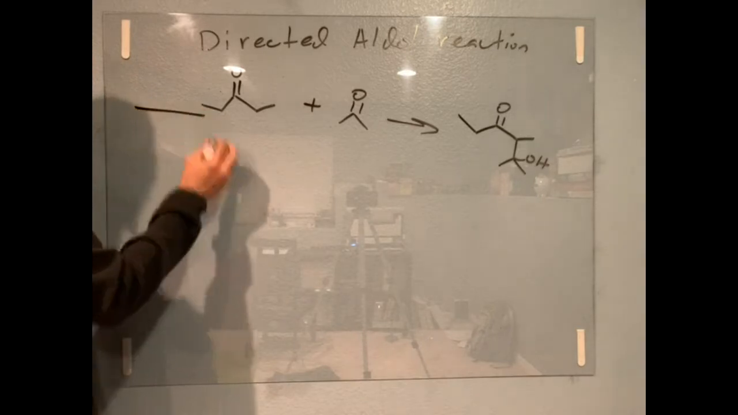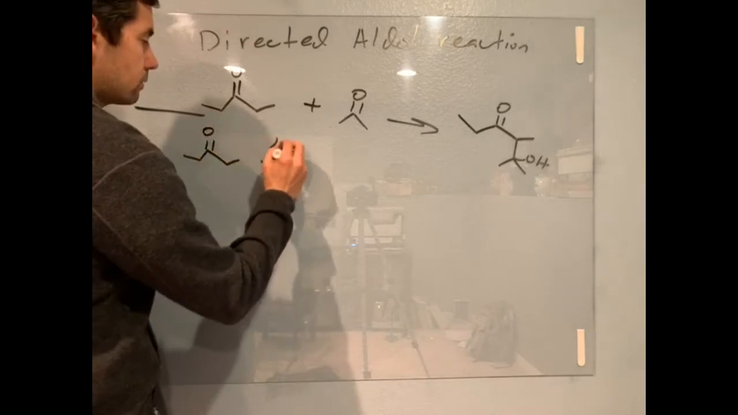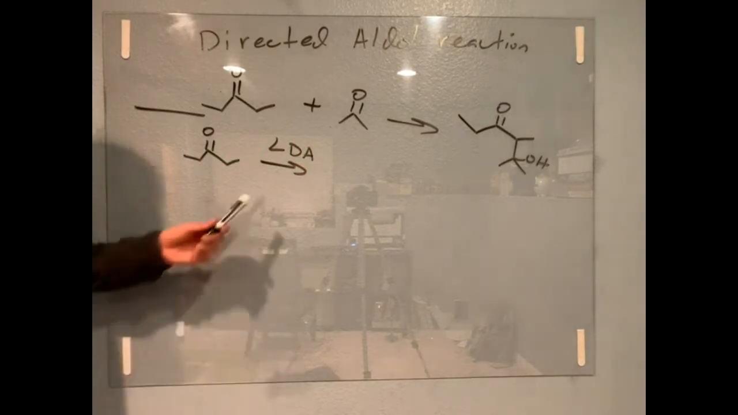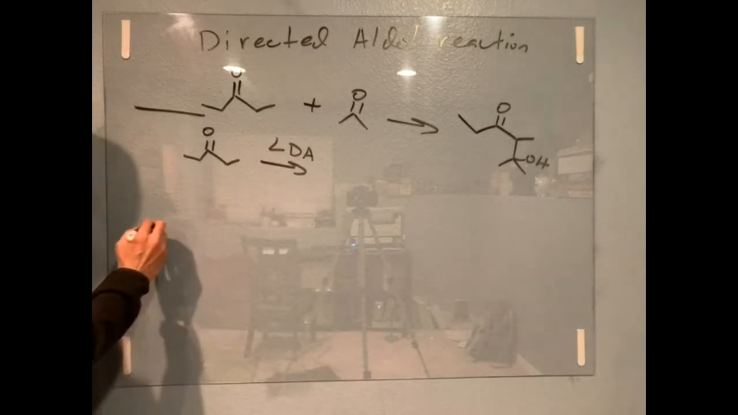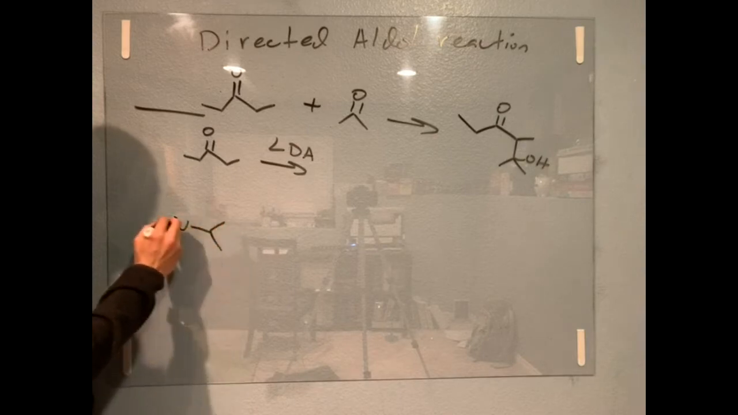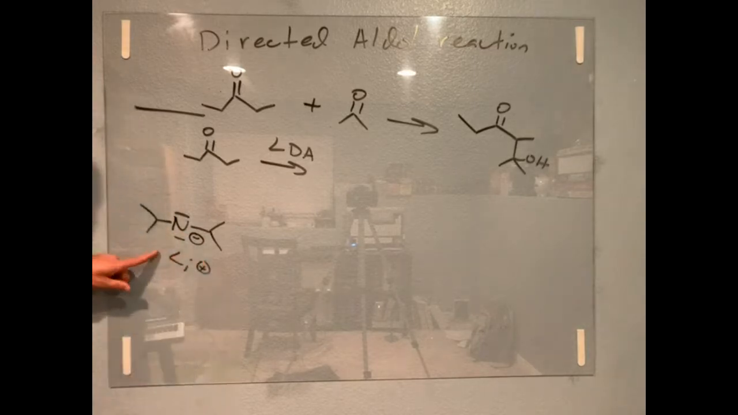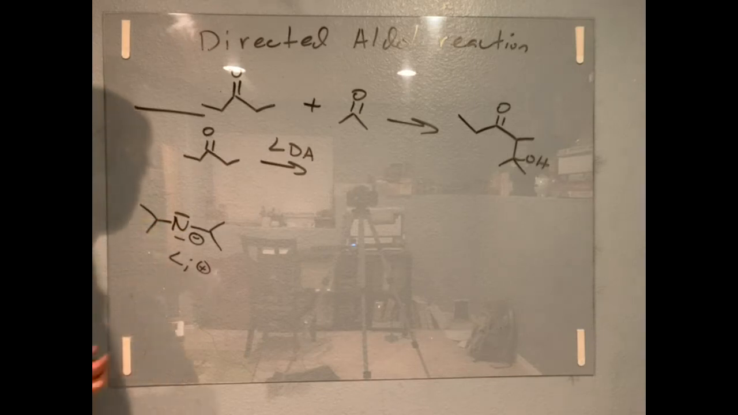What we're gonna do is we're gonna go ahead and I'm going to add in our base, our LDA, right? We talked about LDA in the past, right? LDA is going to be a very, very strong base. And what our LDA is going to do, as we talked about it, and if we can draw the structure of that again, I'll draw it out down here. Right? LDA, lithium diisopropyl amide, right? It's going to be a very, very strong base. This nitrogen is very basic, but it's very sterically hindered. So it's just going to work as a very, very strong base, but not as a nucleophile.